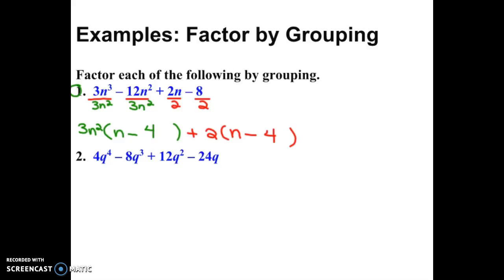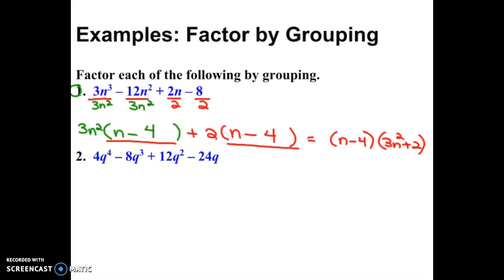What's interesting is notice how both of them have the same thing that they were left with. Both of them have an n minus 4. So at the end, I can finish the problem off by taking an n minus 4 out of both of them. So I'm going to write that. And when you take an n minus 4 out of the first term here, I have a 3n squared. And when I take it out of the last term, I have a plus 2. So that's what this would factor out to: n minus 4 times 3n squared plus 2.